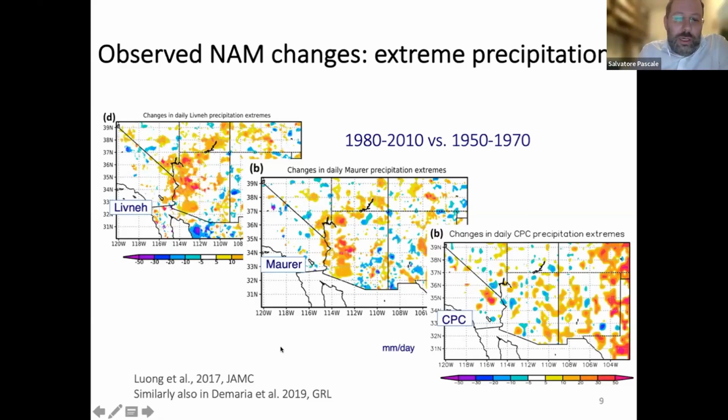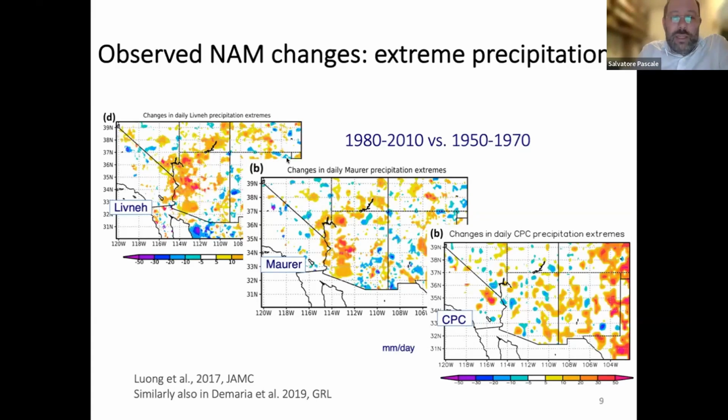So for example, here we see a comparison between 3 different data sets for the southwestern US, which is also influenced by the North American monsoon. And you see that there is an increase in the extreme precipitation, okay? This is, I think, the 99th percentile. You see there is more red than blue. And this has been confirmed in a number of studies. This is from Luong et al., but also in a more recent one by De Maria.